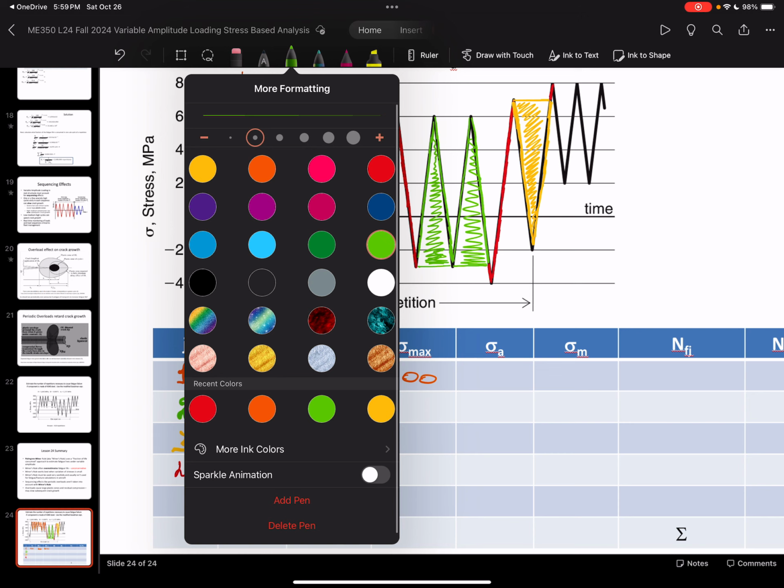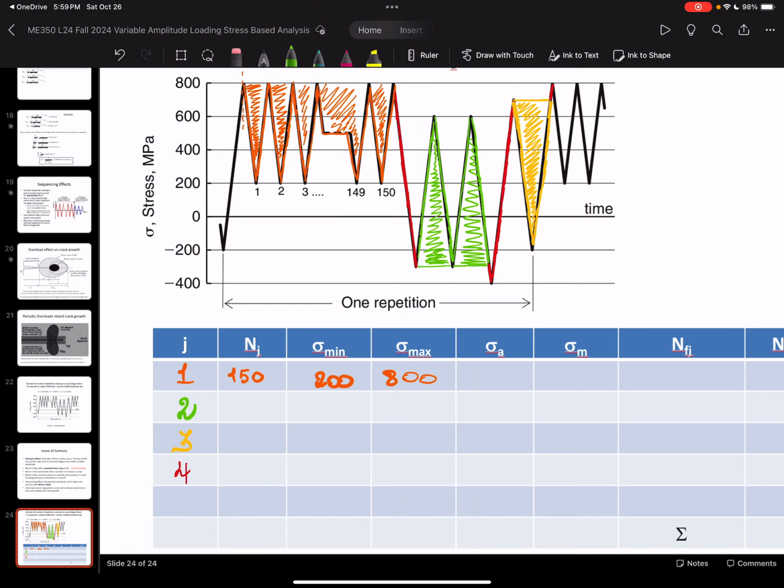We're going to do the same for the green. So the green is going to be right here. What is the minimum that they reach? Well, the minimum that they reach is minus, oops, that's the wrong cell, minus 300. And then the maximum that they reach is 600. And how many did I color? 1, 2. And so here I'm going to write 2.